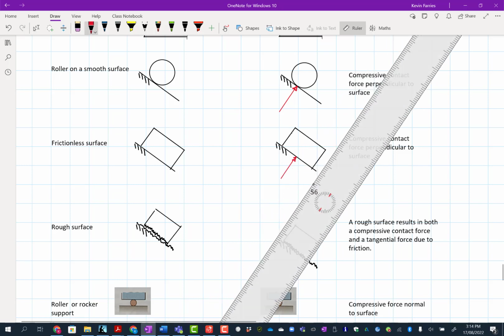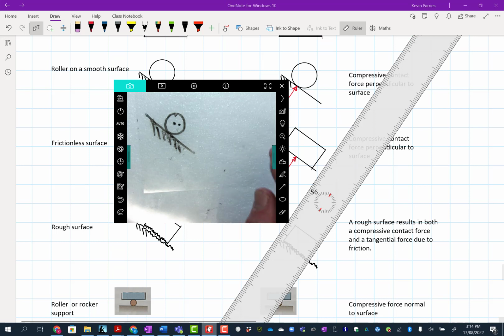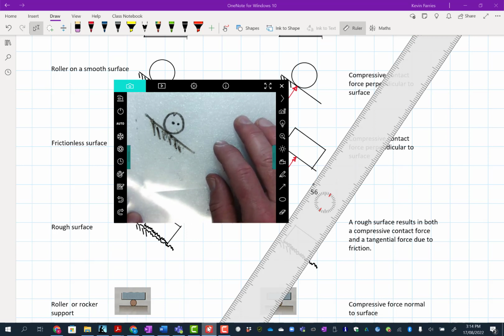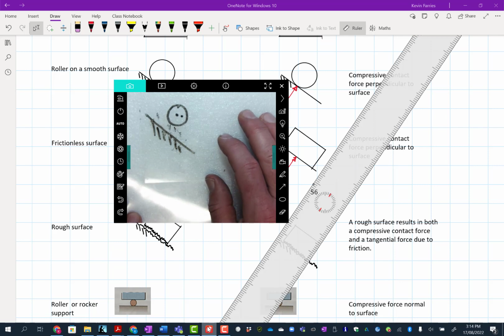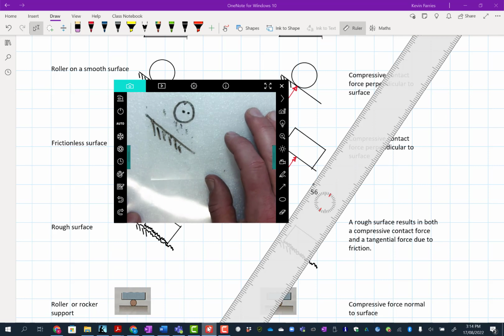Okay, so let's just go back to that ball again. There's nothing joining that ball to the surface. So this force is a compression force only. So if I try and push down, it'll push back up. That's a compression force. There's nothing stopping it coming off that surface.